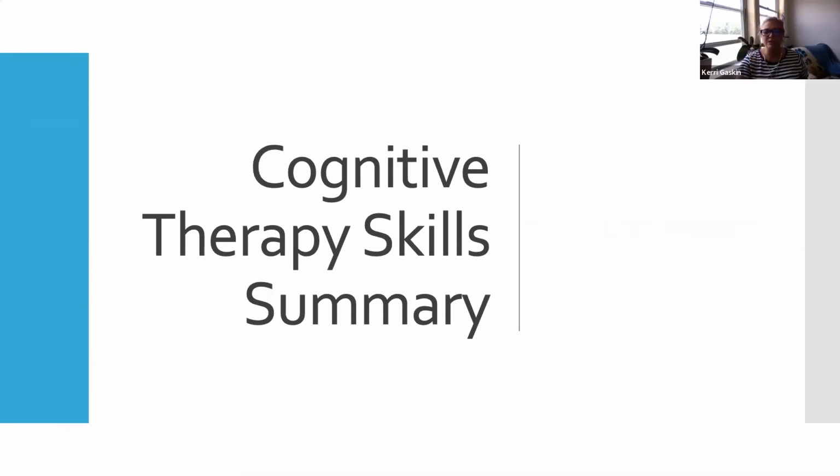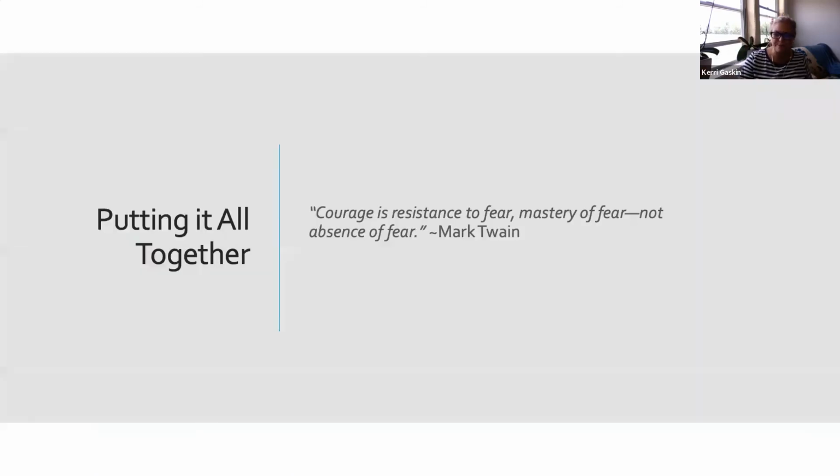And cognitive skills are really best used in conjunction with other skills, such as behavioral skills like exposure. And if we can understand how dangerous a situation truly is, then we can make good decisions about whether or not it would improve our lives if we were to stop avoiding a situation or protecting ourselves. So let's talk about putting it all together.